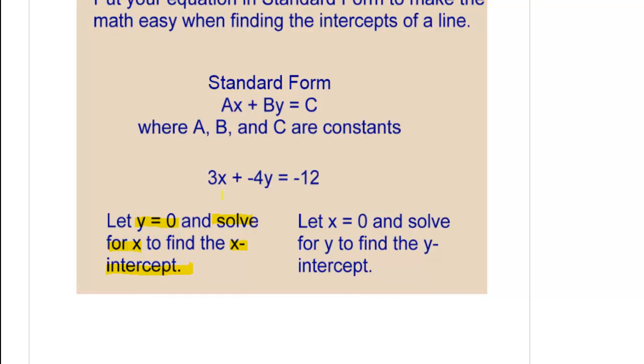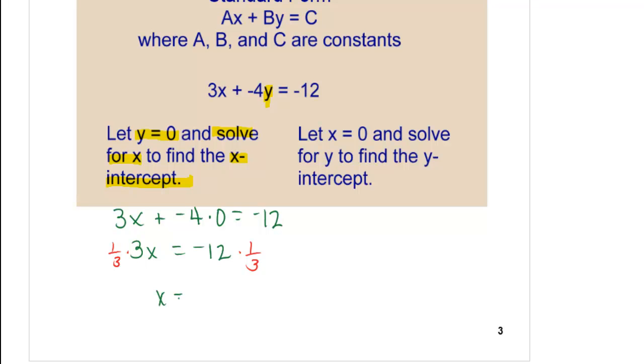So if I come up to my equation, I'm going to put 0 in the place of y. So my equation is going to look like this: 3x plus -4 times 0 equals -12. 3x equals -12. So what is x going to equal? It's going to equal -4, right?